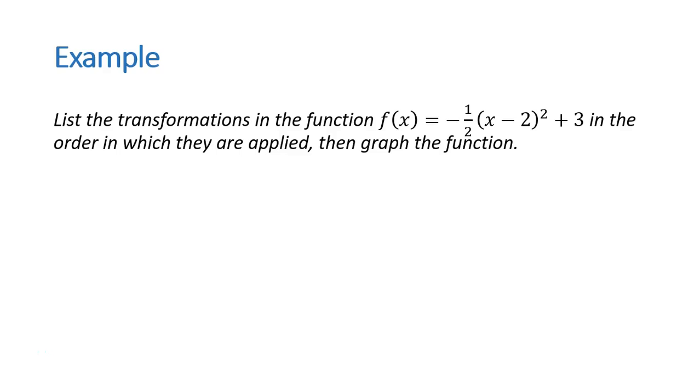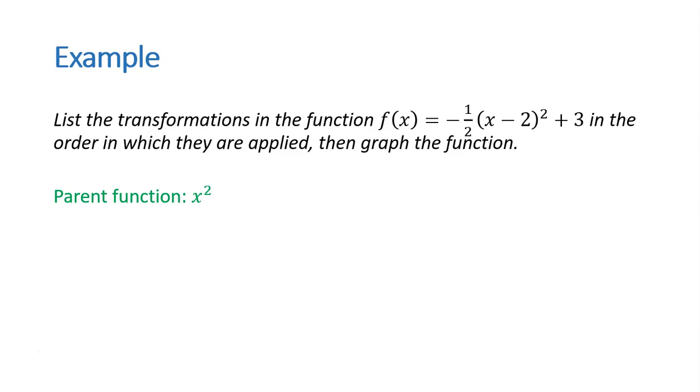So now we want to graph f of x is equal to negative 1/2 times (x minus 2) quantity squared plus 3. So we're going to list the transformations in the order we're going to apply them, and then we're going to apply them to the graph and actually generate the graph. So what is our parent function for this one? Well, if we strip off all the addition, subtraction, and multiplication, we're still left with something being squared. So our parent function is going to be x squared, the quadratic.